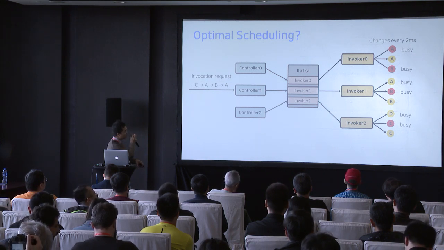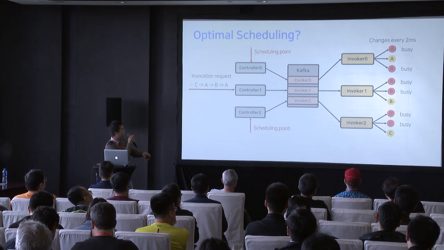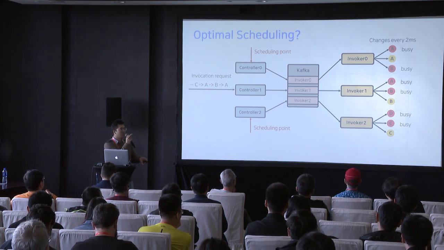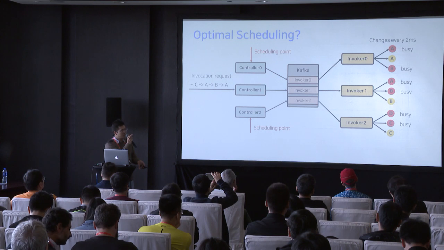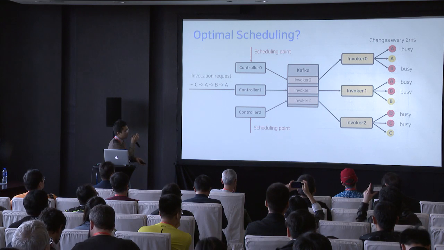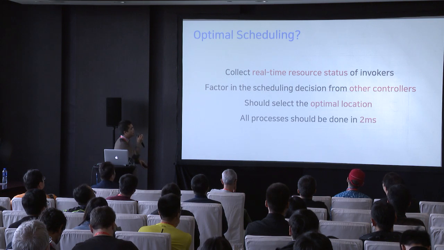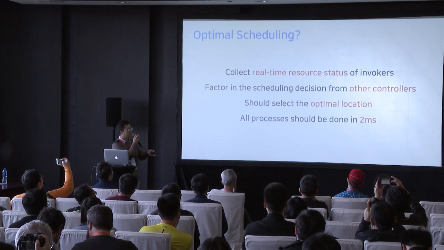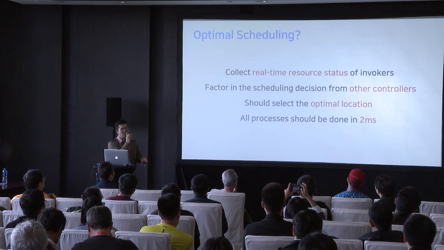And there is another issue: the scheduling point can happen in many controllers nearly at the same time. So one controller needs to consider other controllers' decision results when it makes a choice, because other controllers' decisions may change the current invoker status. So to achieve an optimal scheduling for OpenWhisk, we need to first collect the real-time resource status of all invokers, and then factor in the scheduling decisions from other controllers.